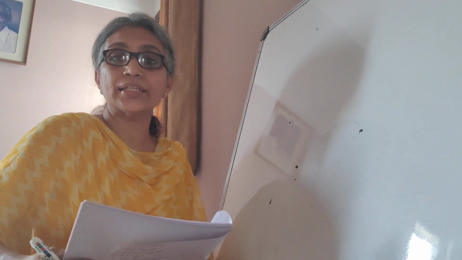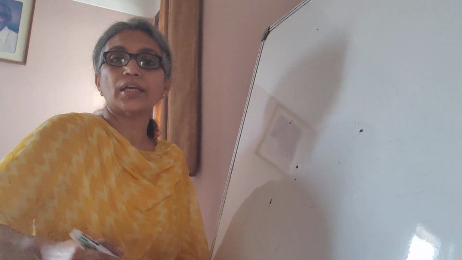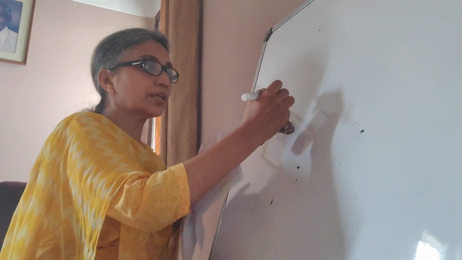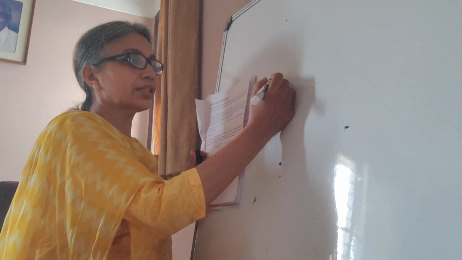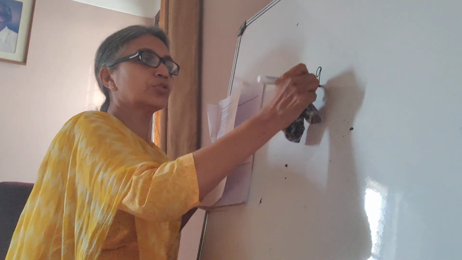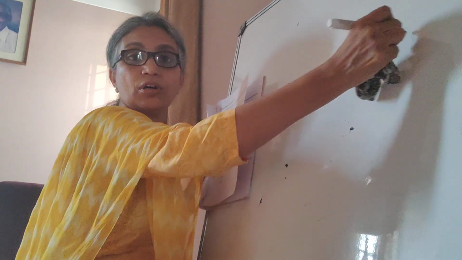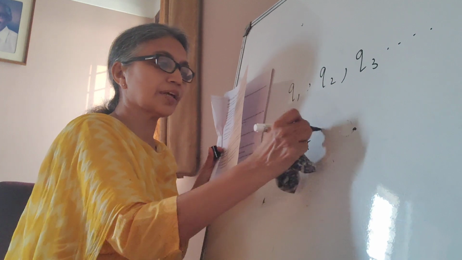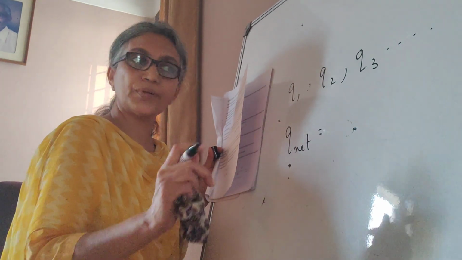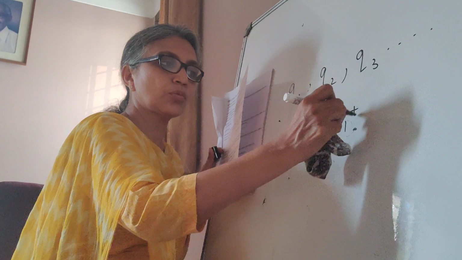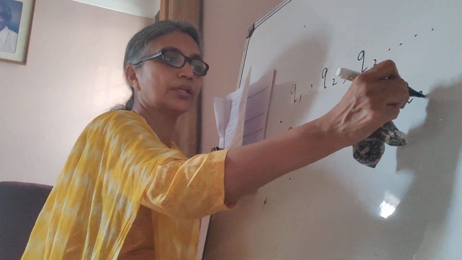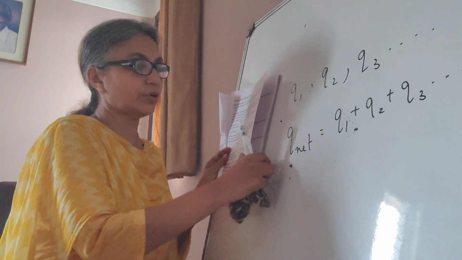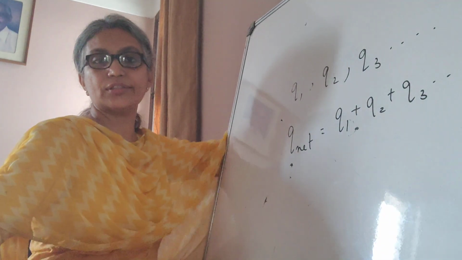The first one is additivity of charges. Additivity of charges would mean that if you have a body which has a number of charges, for example, it has charges Q1, Q2, Q3 and so on, then naturally the net charge or the total charge on that body is going to be the algebraic sum of these charges, that is Q1 plus Q2 plus Q3 and so on. That is the total charge on the body will be the algebraic sum of all these charges together.